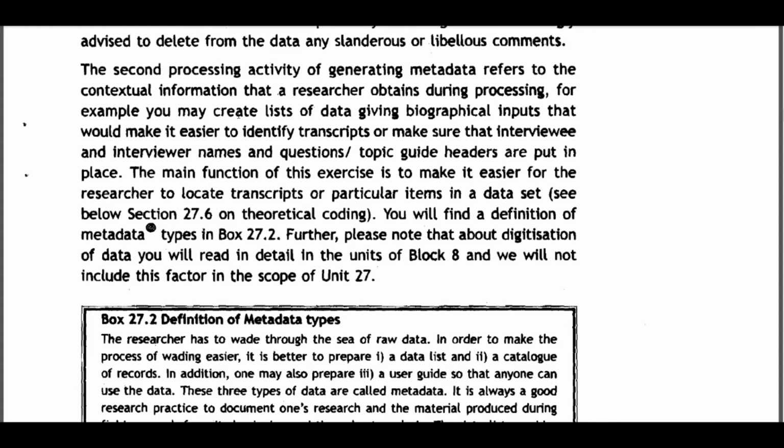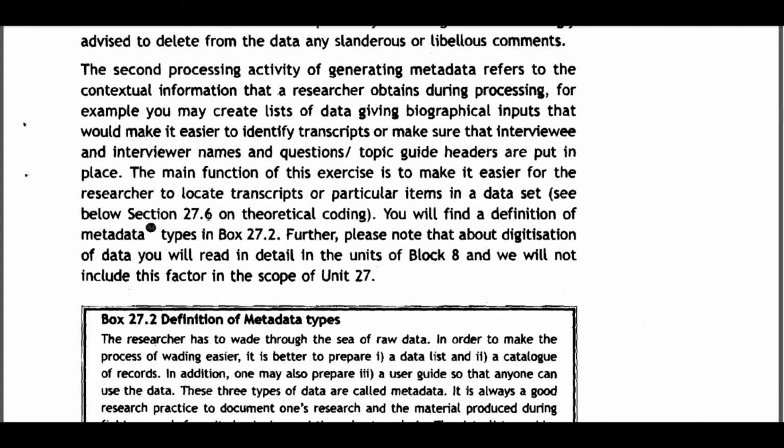For example, you may create a list of data giving biographical inputs that would make it easier to identify the transcript, or make sure that the interviewee and interviewer names, questions, topics, and guide headers are in place. The main function of this exercise is to make it easier for researchers to locate transcripts or particular items in a data sheet.